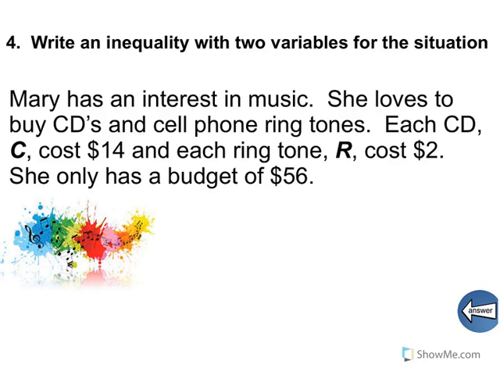Here we want to write an inequality in two variables to represent the following situation. Mary has an interest in music. She loves to buy CDs and cell phone ringtones. Each CD, C, costs $14, and each ringtone, R, costs $2, and she has a budget of $56. If she has a budget of $56, this means that she can spend no more than $56. So 14C plus the ringtones, 2R, must be less than or equal to 56. And so there's your inequality for this one.